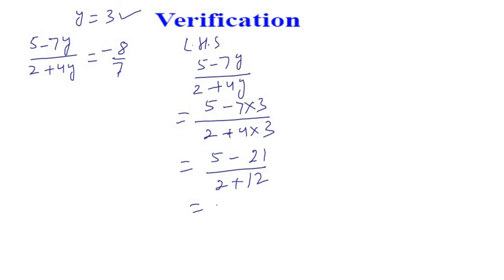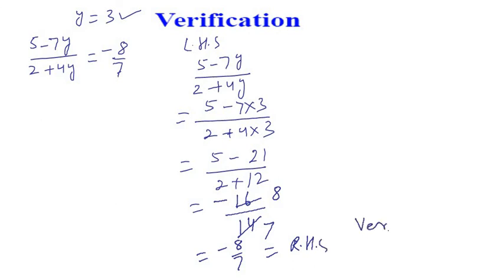Now let us see here. So 21 minus 5 becomes 16, and here 12 plus 2 is 14. So 2 sevens are 14 and 2 eights are 16, so we get 8 upon 7. And that is the right hand side of the answer, hence verified.